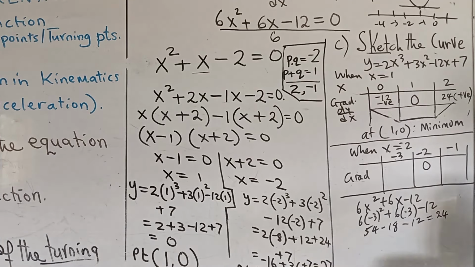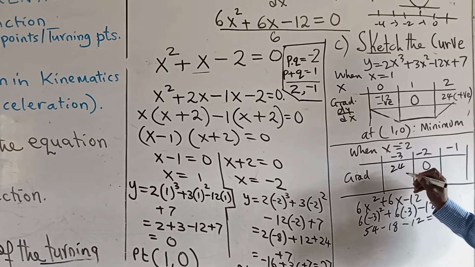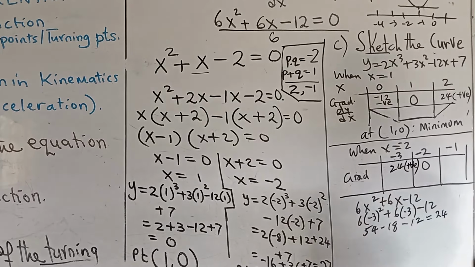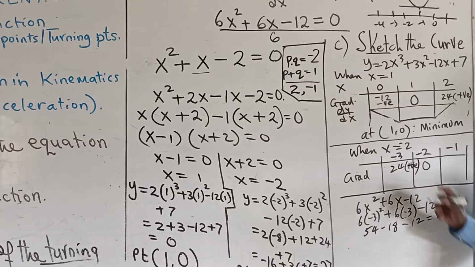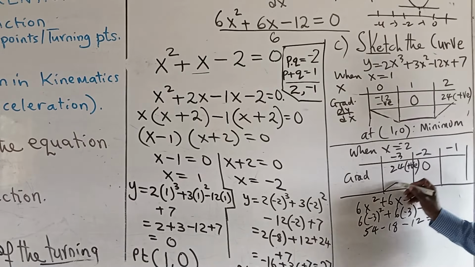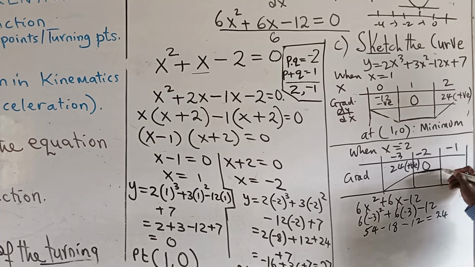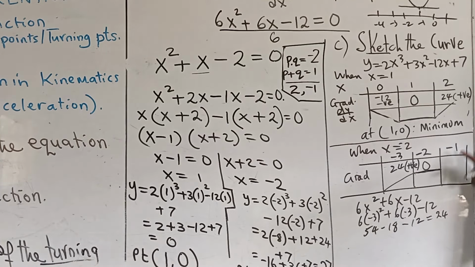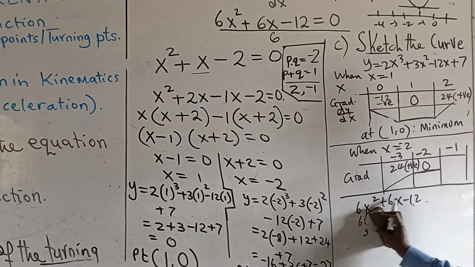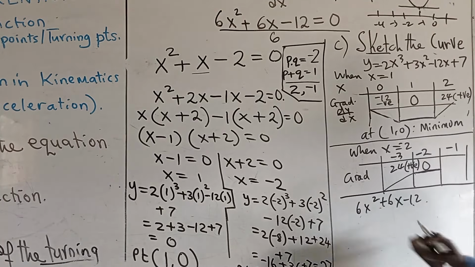Once we get 24, we put this value here, but we note the most important thing is that it is positive. And positive gradient, we have said, slopes like this, then through the zero gradient, which is horizontal. And we hope that the trend here will come out very well. So we substitute the same into that equation.